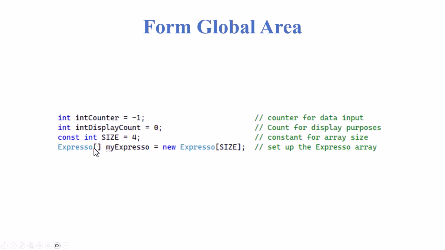The espresso array, my espresso equals new espresso size. So 4 is going to go in here. So this is going to create our espresso array of 4 elements, 0, 1, 2, and 3, called my espresso in the new espresso size. And we'll be able to create these on the fly as we need them.